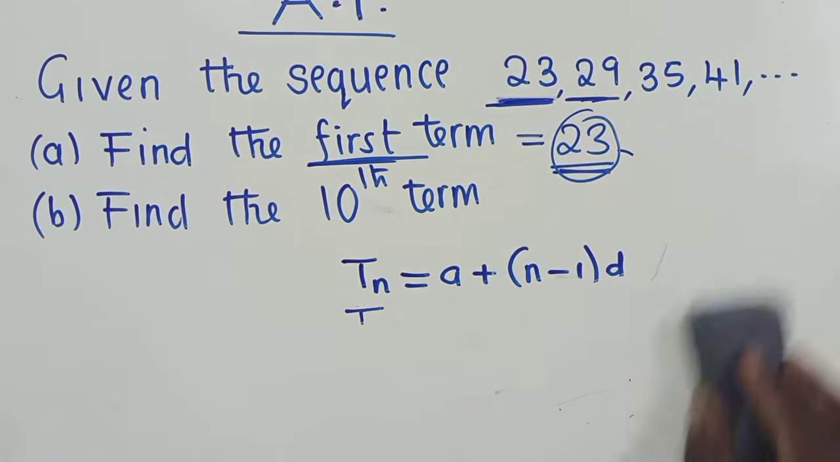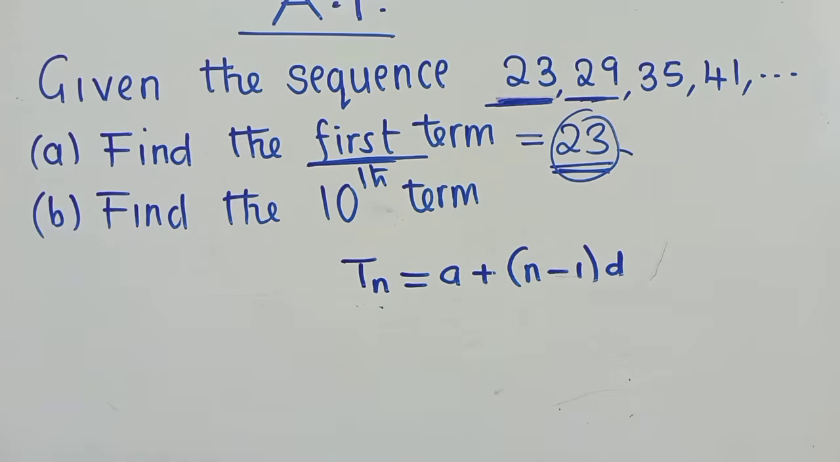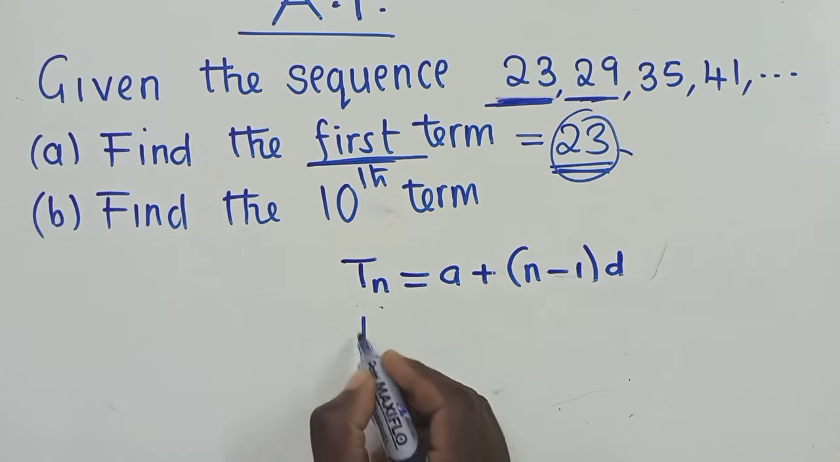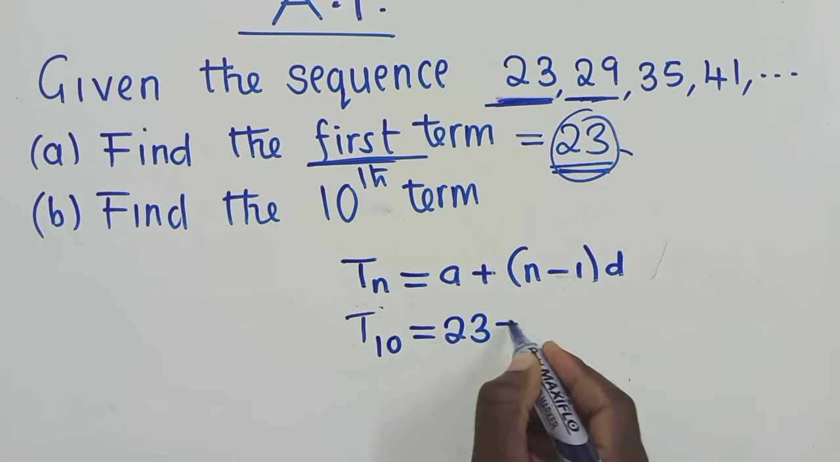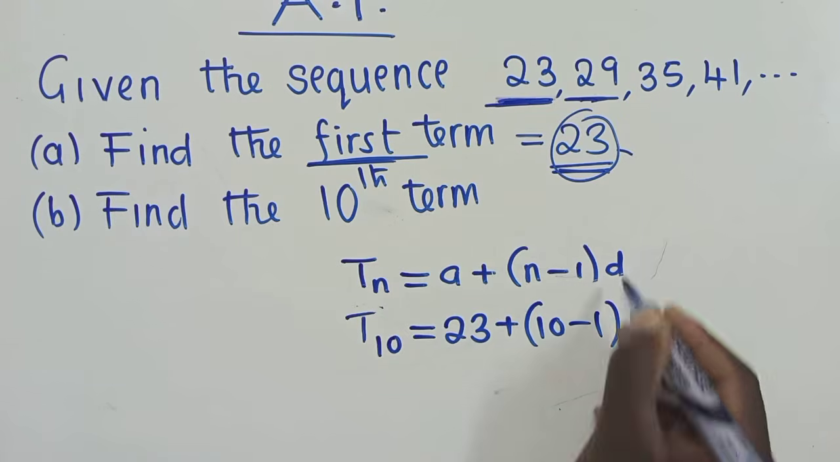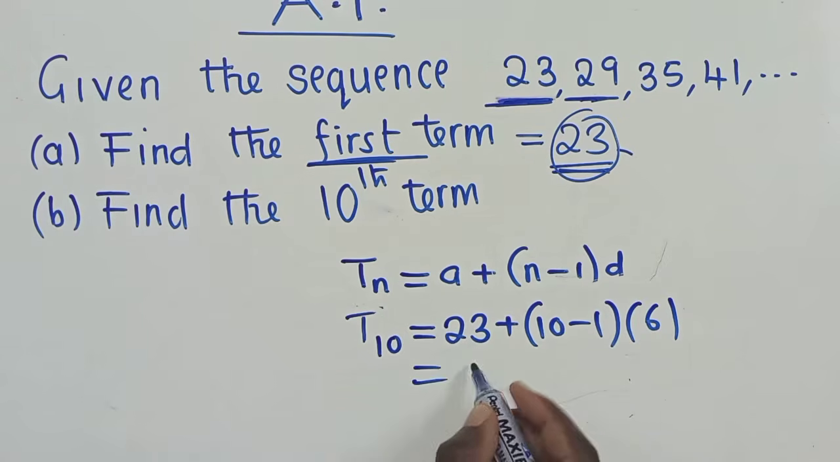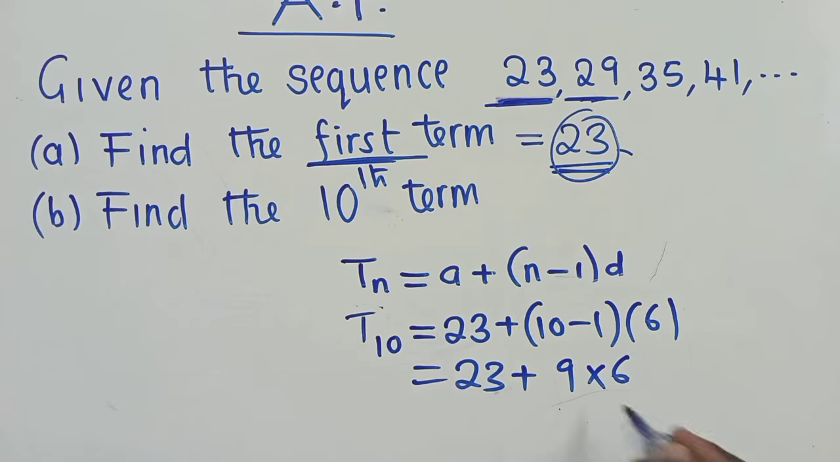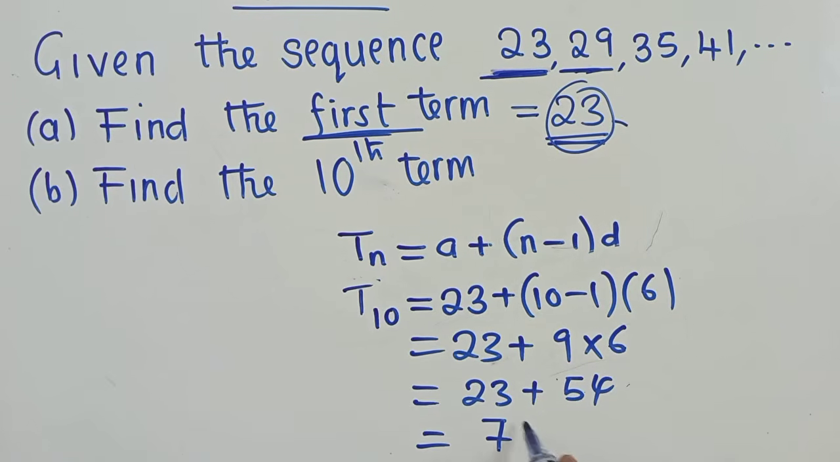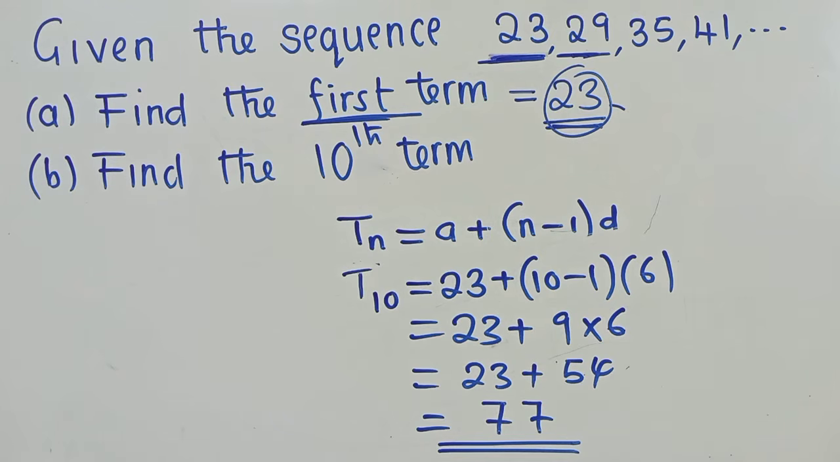For the next question, we are supposed to use the formula. That's why I'm leaving it, because we are still dealing with the term. So we will say 10th term, wherever we see n, we'll be putting a 10. Here, it's a 6. We have 23 there. Here we have a 9 times, here it's 6. So when we work out what is here, we're getting a 54. And when we add these two, we're getting a 77. This is our solution.